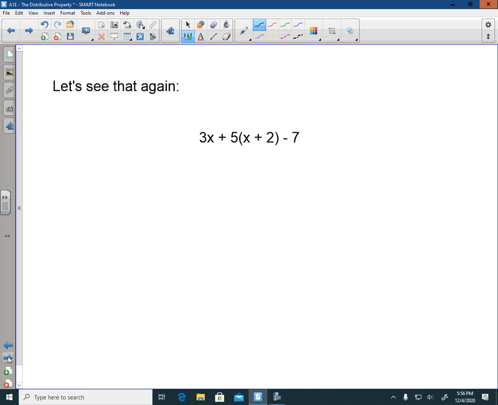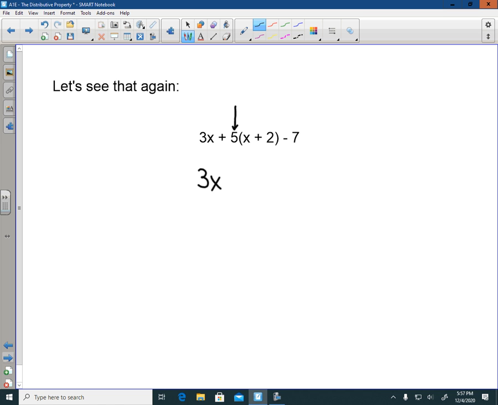So now we have 3x plus 5 times the quantity x plus 2 minus 7. So this 3x, really nothing to do with it, because the first thing we got to do is get rid of parentheses, and we can't take care of the x plus 2 inside the parentheses, so it looks like we're going to have to distribute. But we're not going to distribute this 3x. You only distribute the number that is right next to those parentheses. Don't try to bring that 3x in as well.